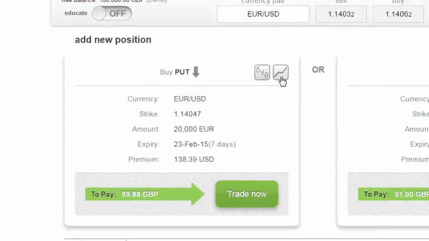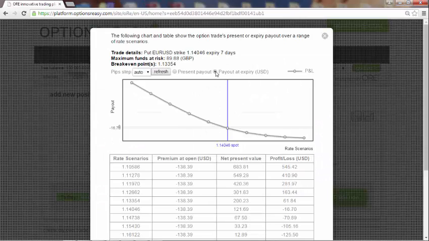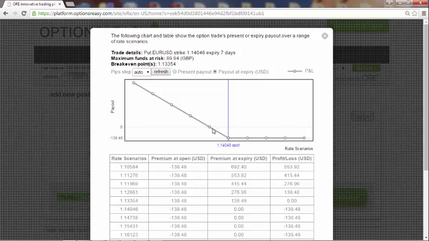If the market falls below my strike, I will make a profit, as you can see here in the scenario chart. And as the market falls lower and lower, the profit will rise. If I am wrong and the market rises above my strike, then I will make a loss. Again, this loss is capped to the amount I paid for the option.